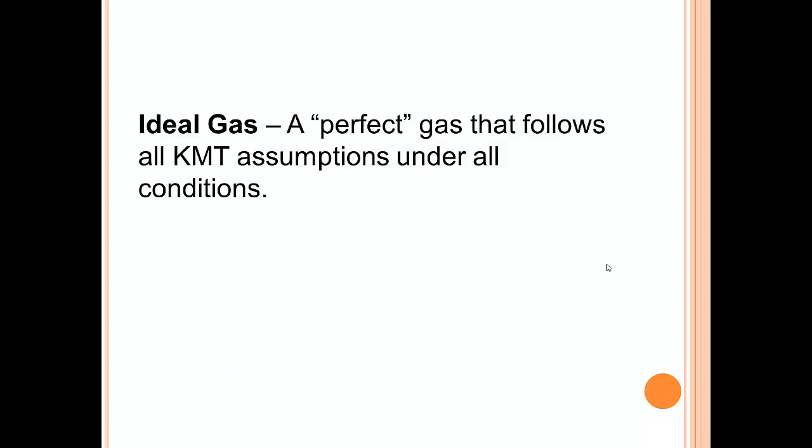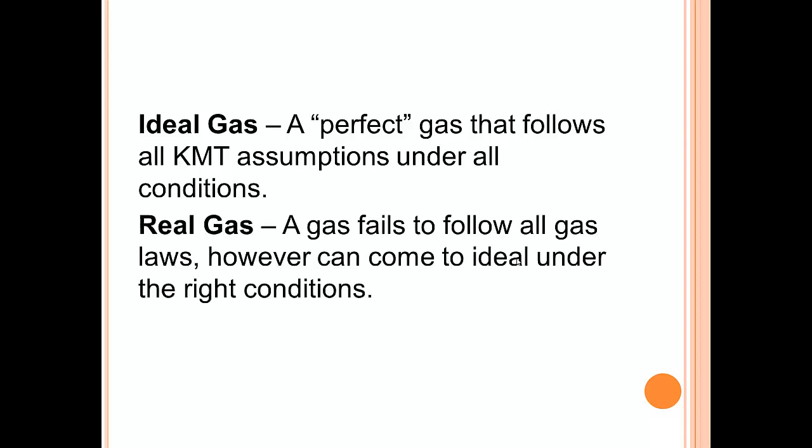Okay, so an ideal gas then is that perfect gas that follows all of those kinetic molecular theory assumptions under all conditions. So that's our perfect gas. Well, not all gases will do that. In fact, they really don't do that. So the real gases are the ones that fail to follow it, but we can get them to become pretty close to ideal. And actually the gases that come the closest to ideal are your noble gases, because again, no attraction between molecules. Also your diatomics come very close to ideal.